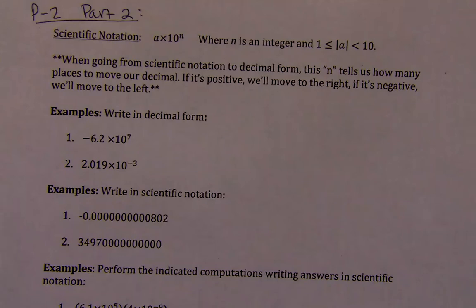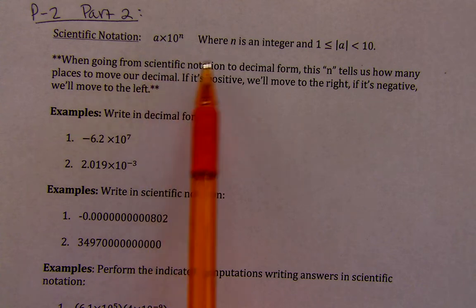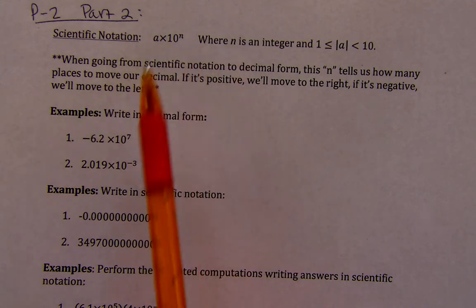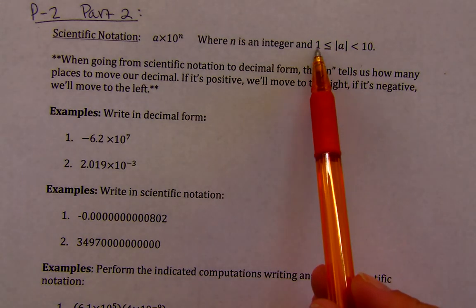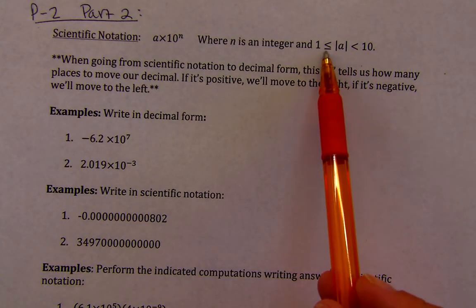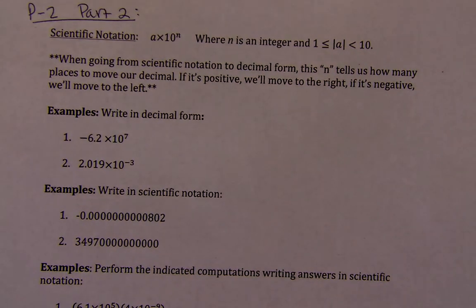All right, so this is Chapter P, Section 2, Part 2, and now we're going to talk about scientific notation. Scientific notation is numbers that are written in this form right here, where our n value, our exponent here, is an integer, and our a value is going to be between 1 and 10. Now, it can equal 1, but it can't equal 10, and the a value can be positive or negative.